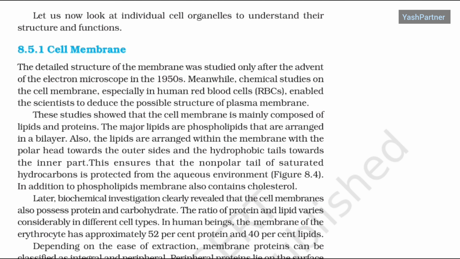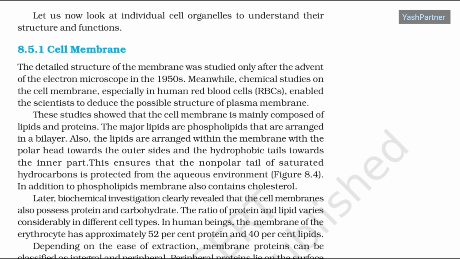Let us now look at individual cell organelles to understand their structure and functions. 8.5.1 Cell membrane. The detailed structure of the membrane was studied only after the advent of the electron microscope in the 1950s. Meanwhile, chemical studies on the cell membrane, especially in human red blood cells (RBCs), enabled scientists to deduce the possible structure of the plasma membrane.